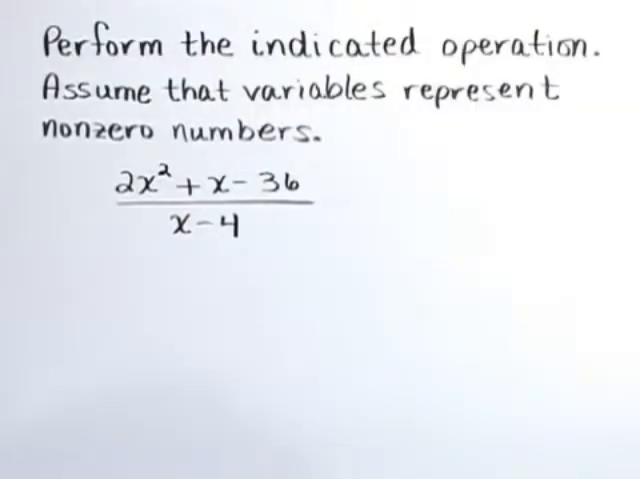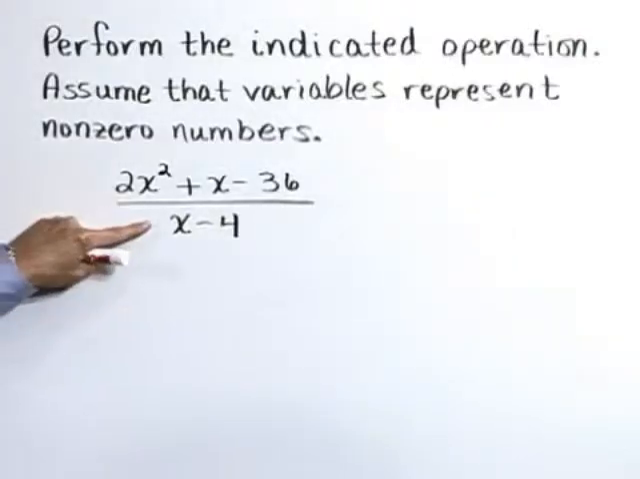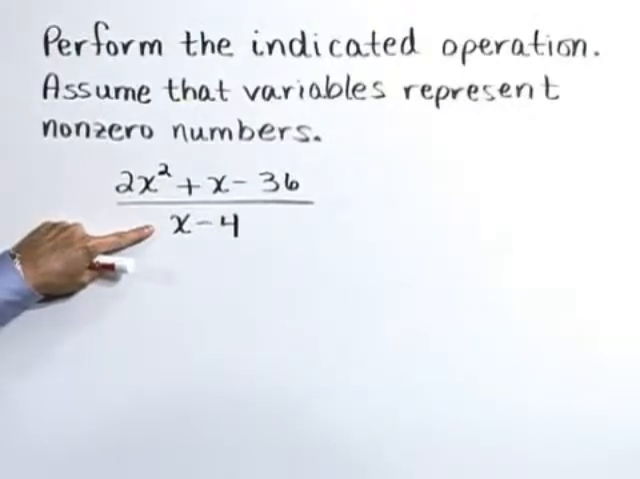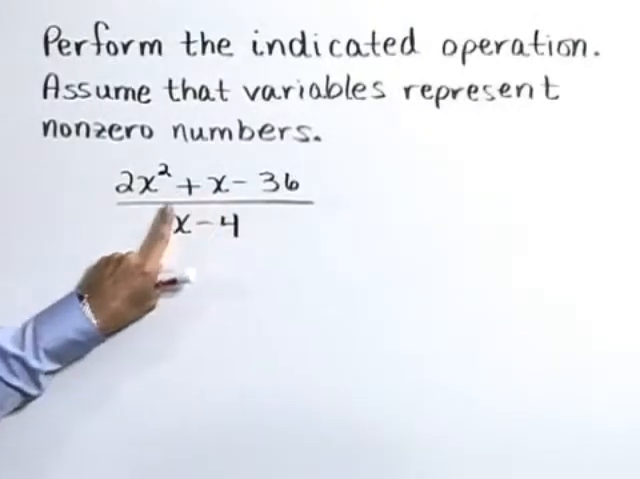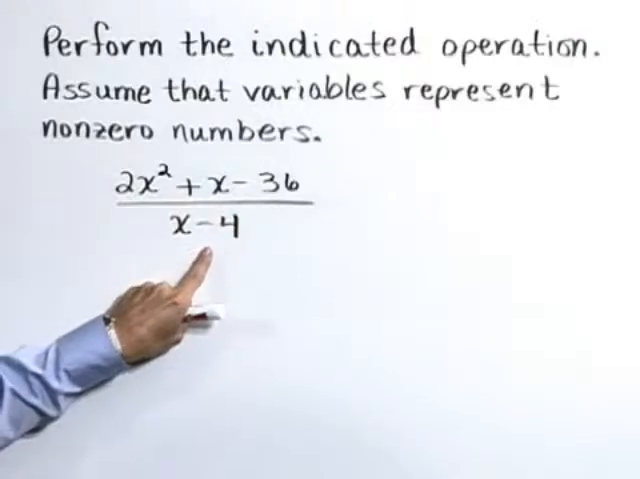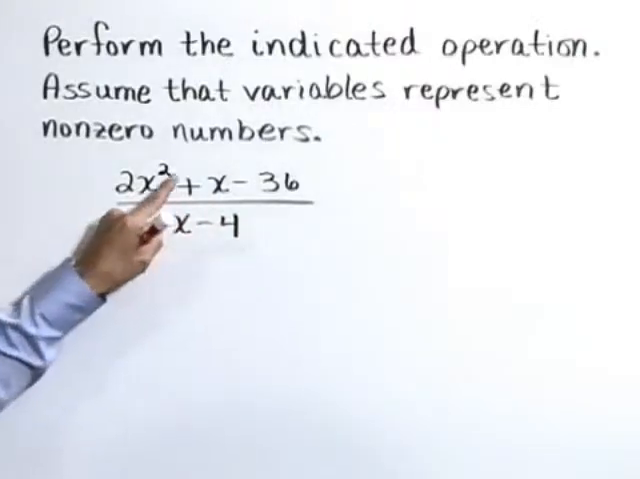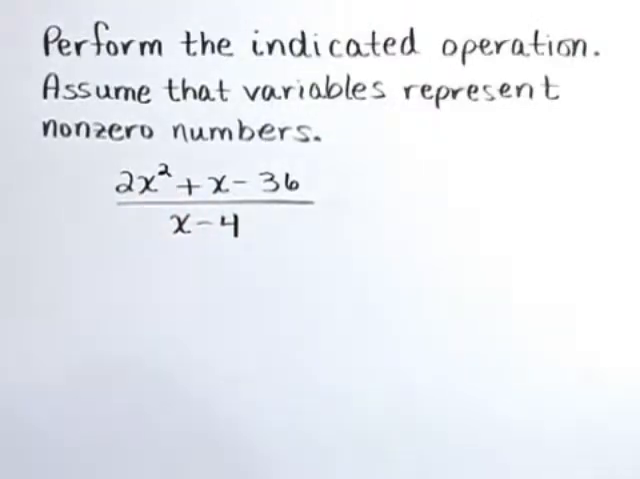Perform the indicated operation. Assume that variables represent non-zero numbers. Here we have a trinomial, 2x squared plus x minus 36, divided by a binomial, x minus 4. So since this denominator term is something other than a single-termed monomial, let's divide these using long division.